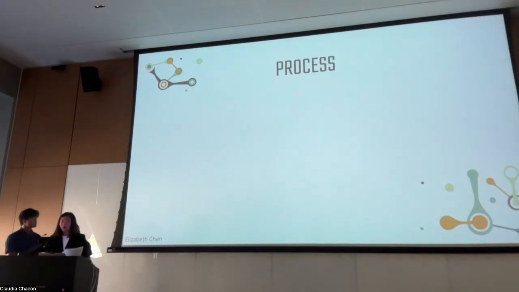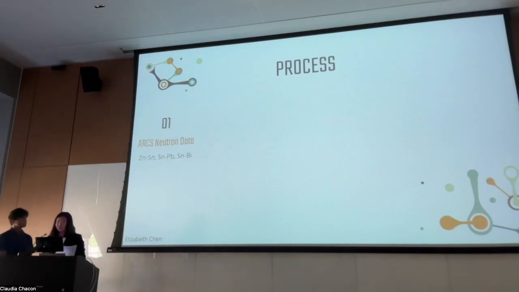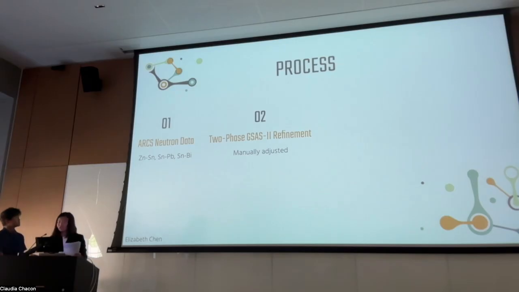So now we'll be talking about what we did over the Caltech SRC program. So first we studied three binary alloys, which were zinc tin, lead tin, and bismuth tin. But all the sample preparation and the initial data collection were handled by the Fultz lab. And so next we took the data that Anne gave us and built a two-phase Rietveld refinement in GSAS-II, the software that we use. And we manually refined each parameter in each window.